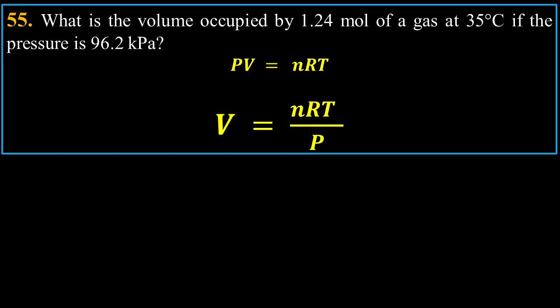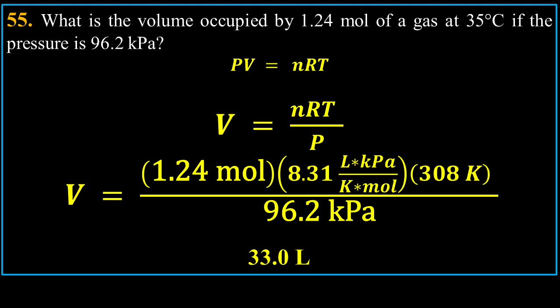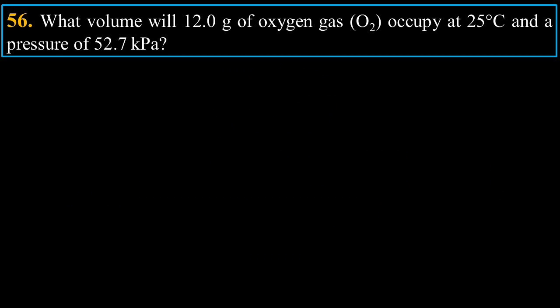Now we're going to plug in to that equation. We're going to plug in 1.24 moles for n, etc. 8.31 liters kilopascals per Kelvin mole. And the answer to the volume will be 33 liters. Now, that should make sense relative to the number of moles, the gas pressure, the temperature, and 22.4 for 1 mole of gas at standard temperature and pressure.